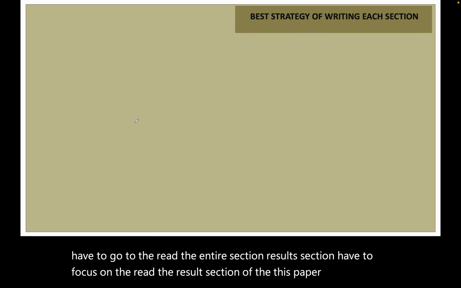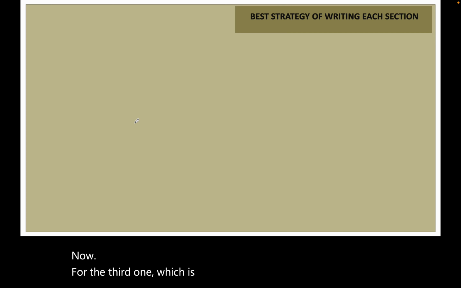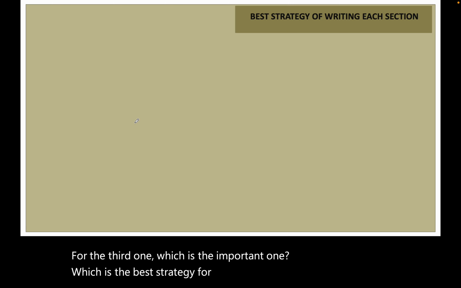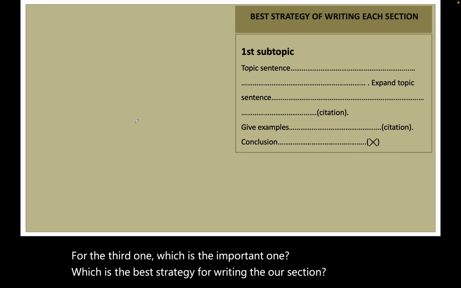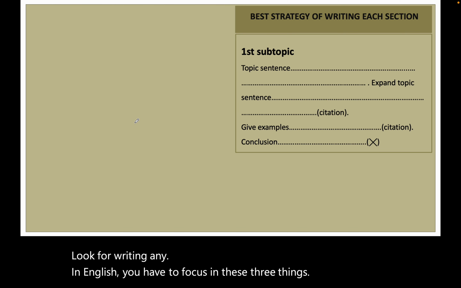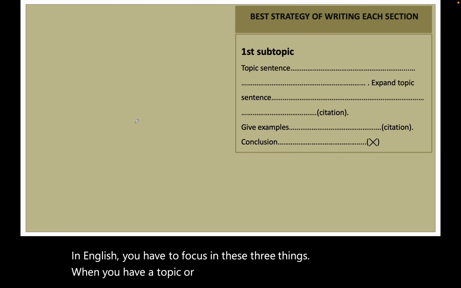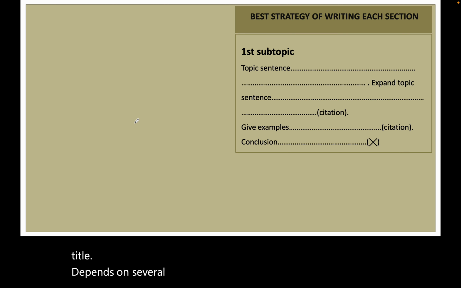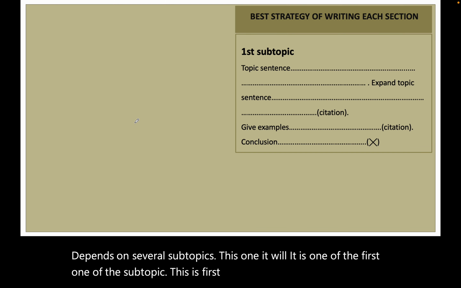Now, for the third one, which is the important one: what is the best strategy for writing our section? Look, for writing any section in English, you have to focus on these 3 things. When you have a topic or subtopic, for example, if the title depends on several subtopics, this one is one of the subtopics. The subtopic should contain topic sentences. This is the first one.